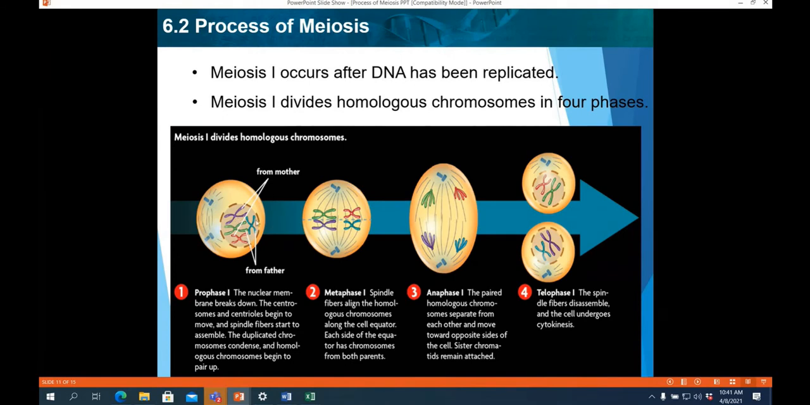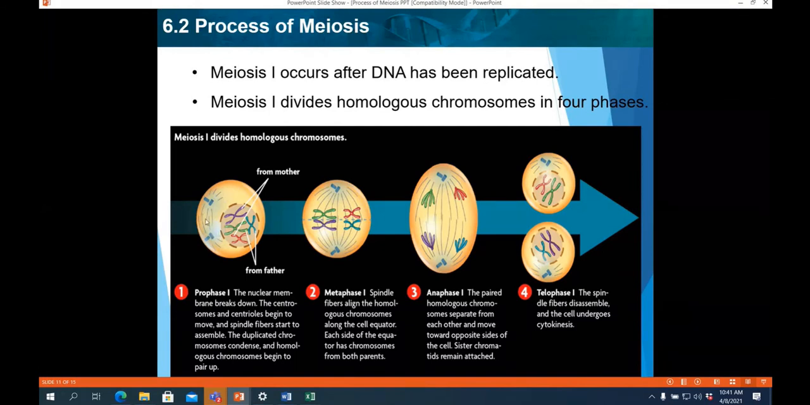2 from the mother and 2 from the father. Now, in prophase 1, the nuclear membrane breaks down. This membrane which surrounds the nucleus breaks down. And the centrosomes and centrioles, which are also present in the nucleus, begin to move. They come out of the nucleus now, and they begin to move.